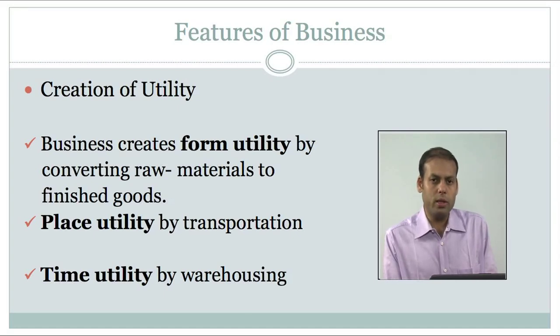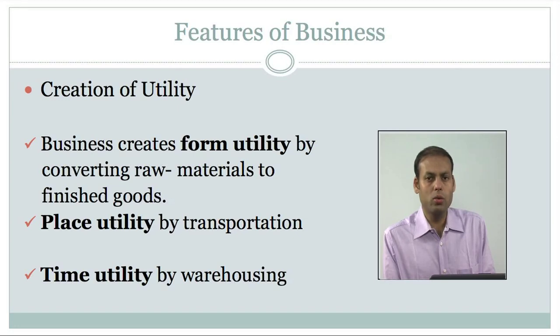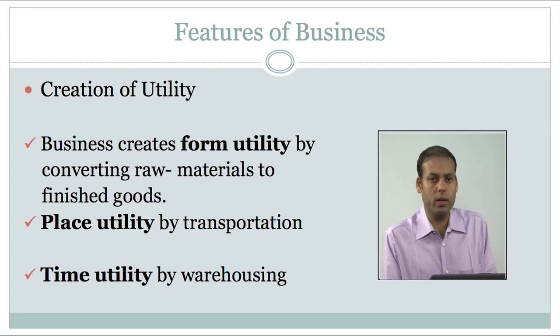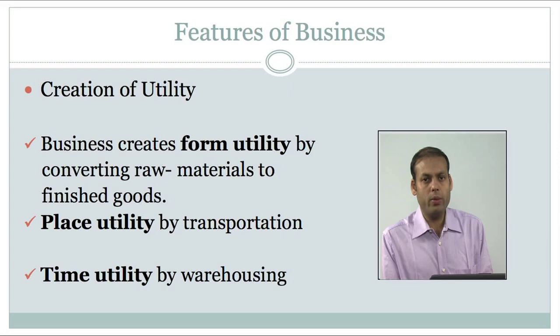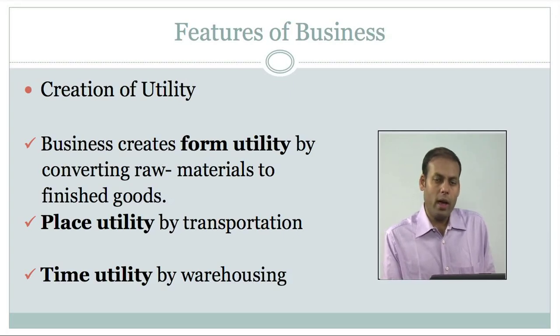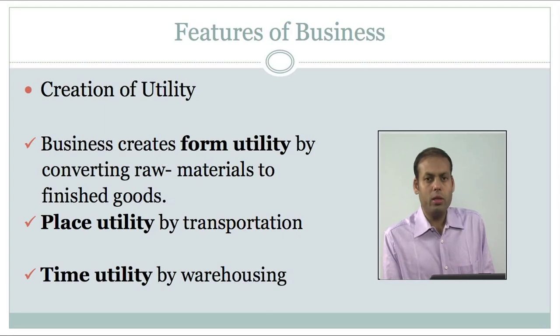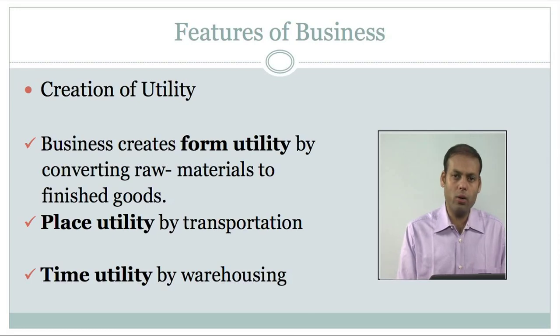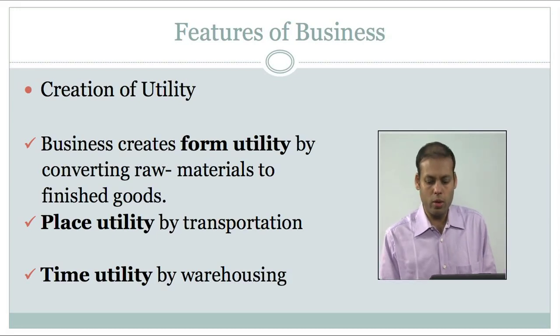Next is place utility. Place utility is created by transportation. From the place of production, where production takes place, we can send the goods to the place of consumption, where consumers are there. So by transportation, the business creates place utility by transferring the goods. And the third one is time utility. Time utility means when goods are not required in the market, these are stored in warehouses. And when these are needed, these are sold in the market. In this way, time utility is created by storing the goods in warehouses. And business creates all these three forms of utility.